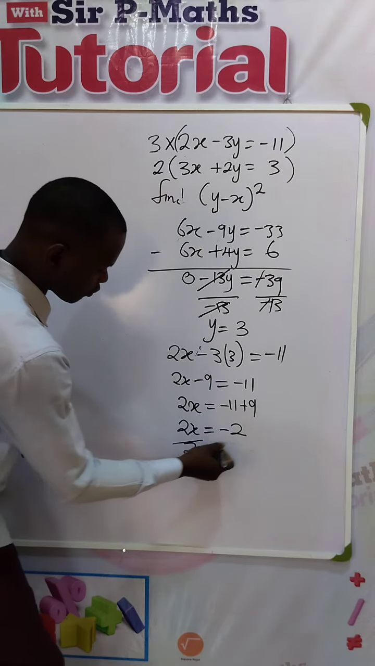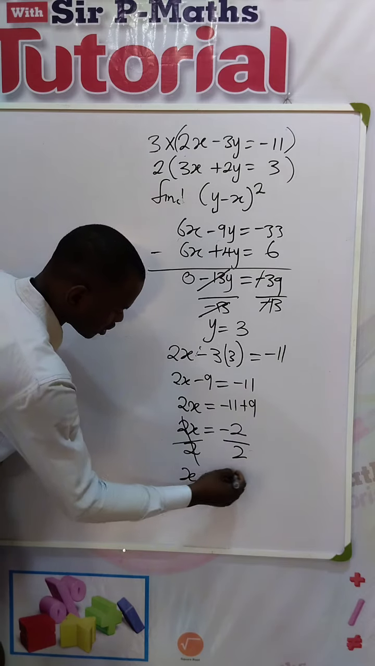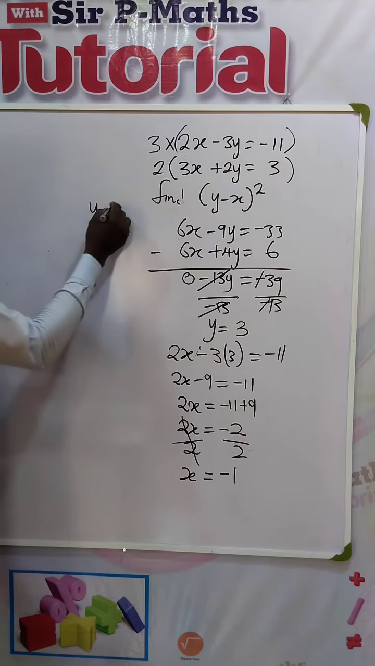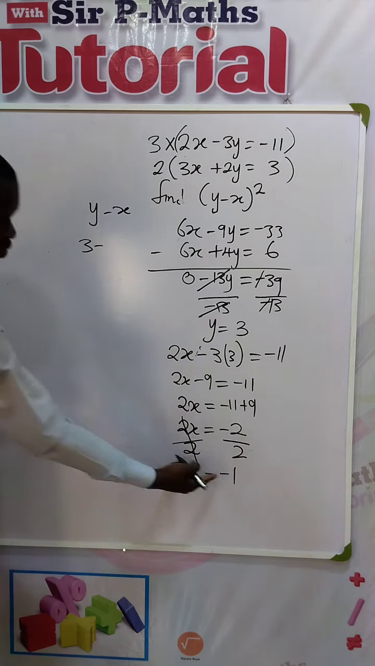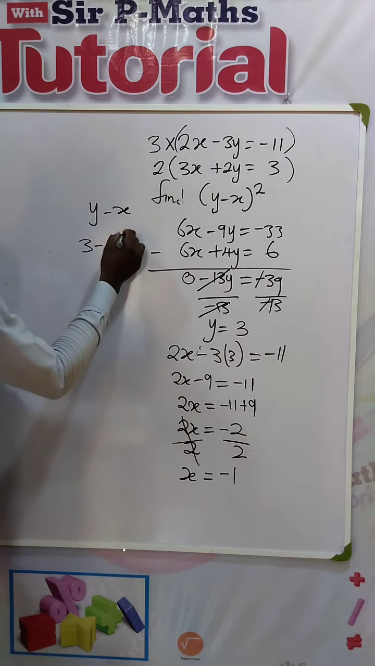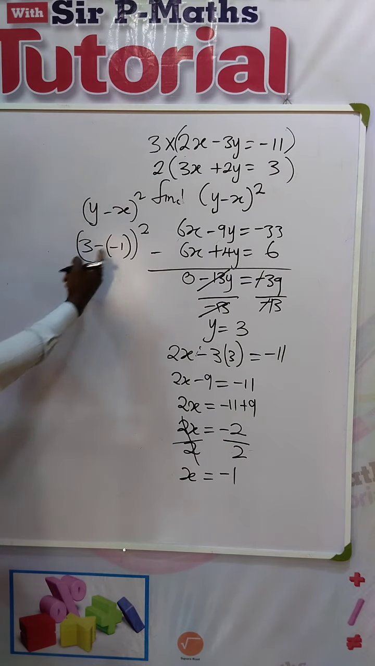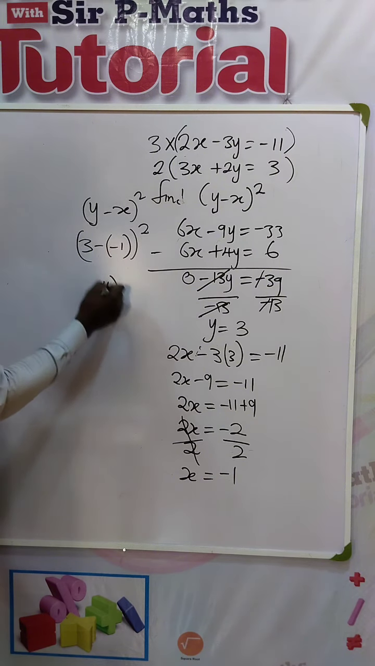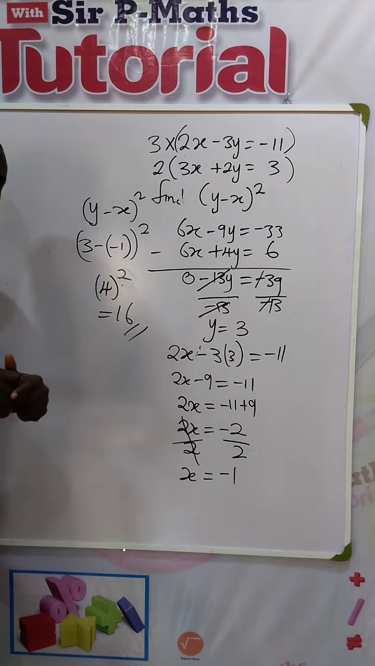Divide by the coefficient of x. This takes care of this. So our x should be what? Negative 1. So to solve for this value now, we'll simply say y minus x is, look at this, 3 minus, use a negative 1, minus minus 1. And we are asked to square it. So here will give us 4. Minus minus is positive. So 3 plus 1 is 4. So we have 4 squared, which is equal to what? 16. All right, and that is the solution.